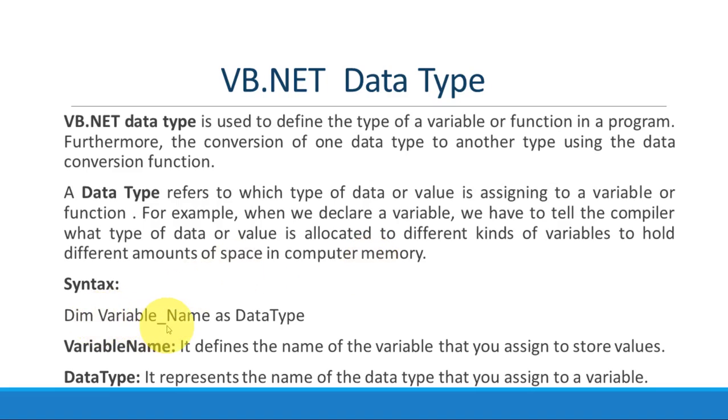Syntax: Dim variable name As data type. Dim is a reserved word, a keyword, which is already defined in the VB.NET language for declaring a variable. Variable name defines the name of the variable that you assign to the storage to store values. Data type represents the name of the data type that you assign to a variable.